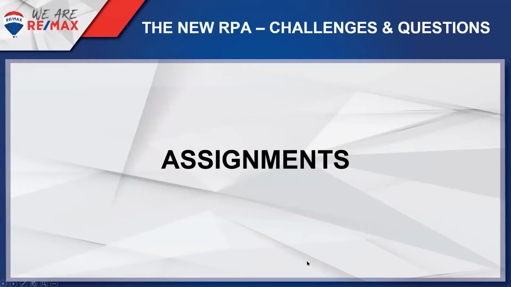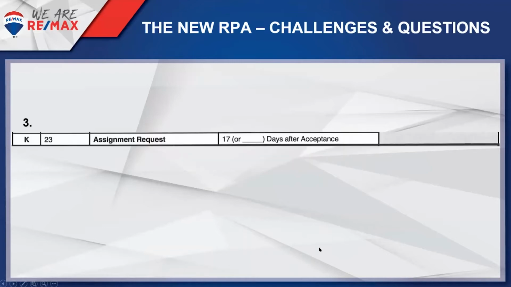So the first thing I want to talk about is assignments. And this new RPA makes a significant change regarding assignments. Contracts are normally assignable unless prohibited or restricted within the contract. Our RPA has some restrictions to the assignment. The old RPA did not have too many restrictions to the assignment, so it was pretty easy to do it, and it was pretty easy to do it at the 11th hour, which often happened.